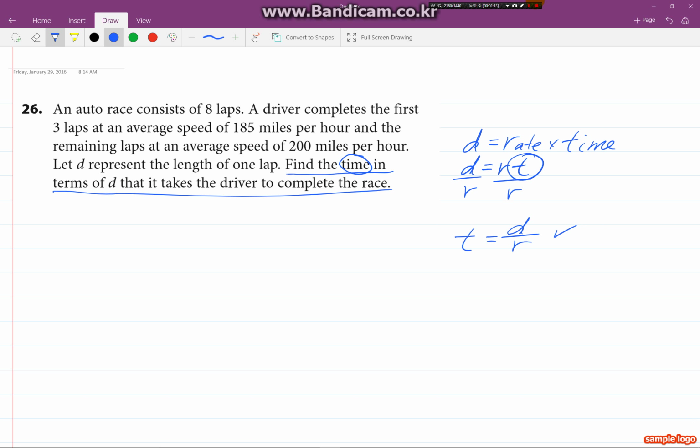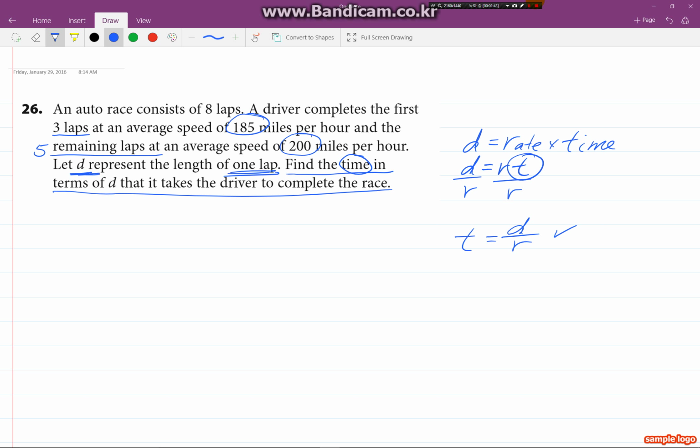An auto race consists of 8 laps. A driver completes the first 3 laps at an average speed of 185 miles per hour, and the remaining laps, which means 5 more laps, at an average speed of 200 miles per hour. Let D represent the length of 1 lap.